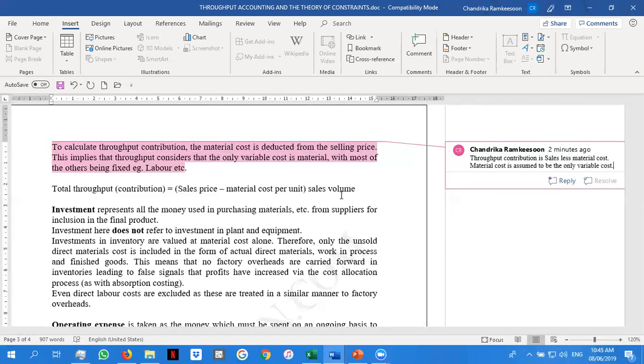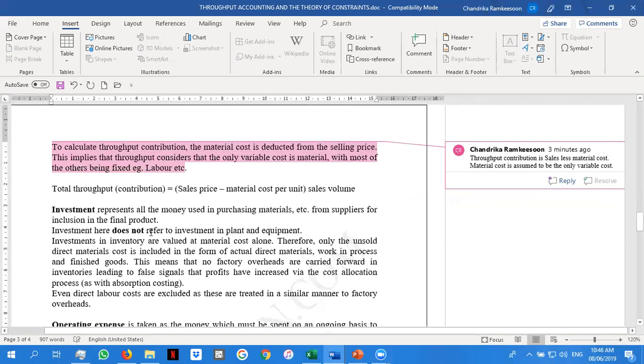Now, I mentioned a few minutes ago, investment has a different meaning entirely from the way in which we normally look at investment. Investment represents all of the money used in buying materials from suppliers for inclusion in the final product. Why is it buying materials, etc.? Because there may be other types of inputs as well, which are also classified as similar to materials. Anything which has to be used to convert into the product itself. So investment represents all the money used in purchasing materials from suppliers for inclusion in the final product.